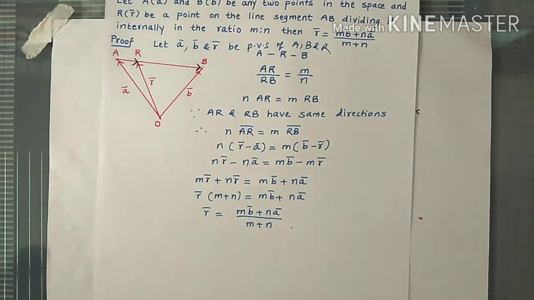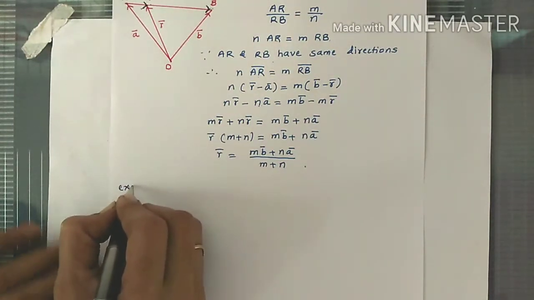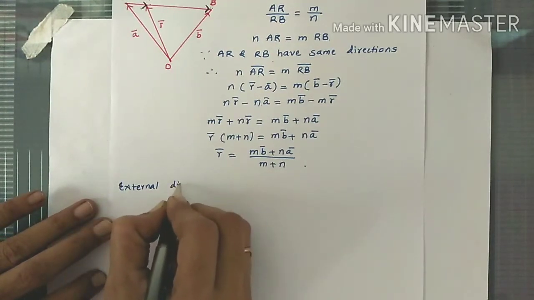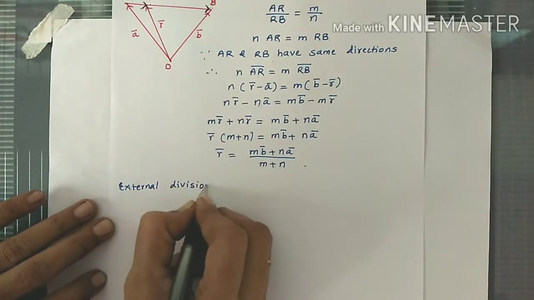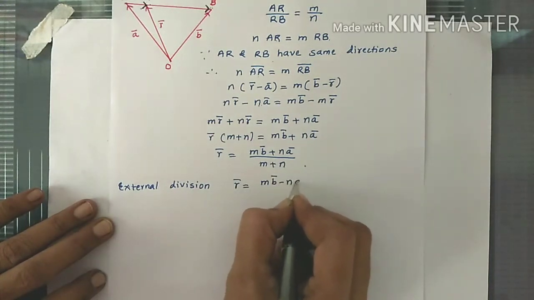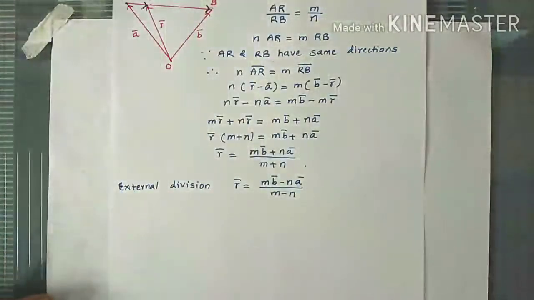Now for external division, only difference is instead of plus sign we have minus sign, and the diagram changes now as R divides AB externally. So let's prove that. So for external division formula is R bar equal to m B bar minus n A bar upon m minus n. You can write the statement like this. So I have written only the formula because rest is same.